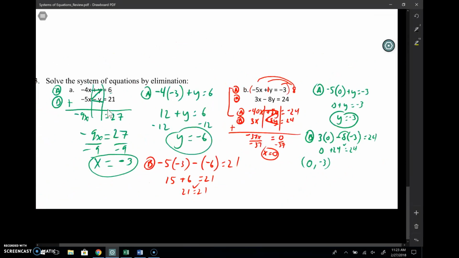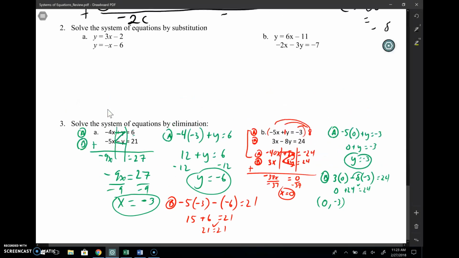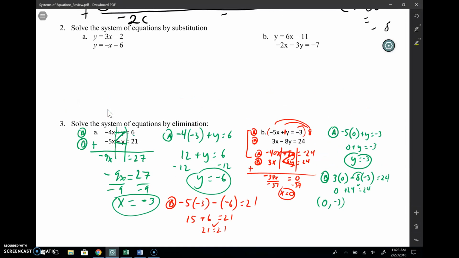And what we just did is solving systems of equations through the elimination method. We're just creating opposite pairs, and we're going to add them. And if they're not opposite pairs, you can actually subtract them, and the same idea works. Make sure that you always check that your solution point works for both equations.